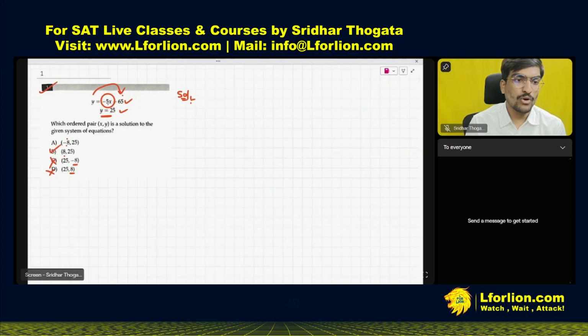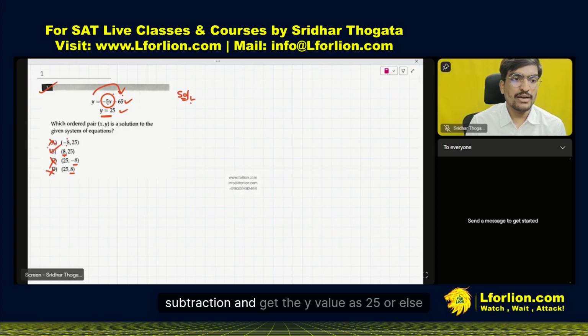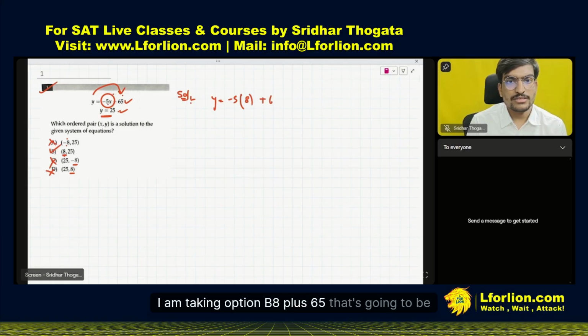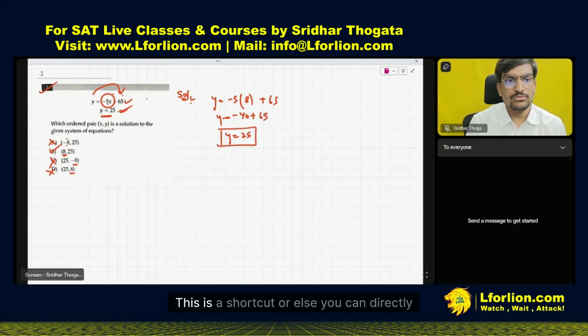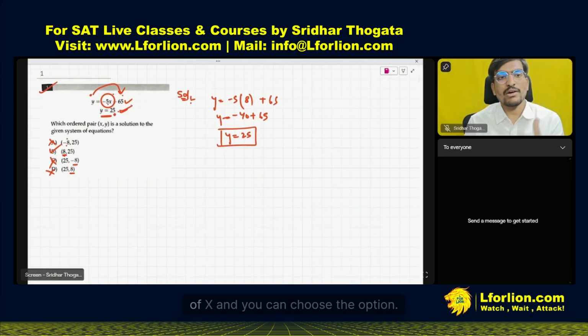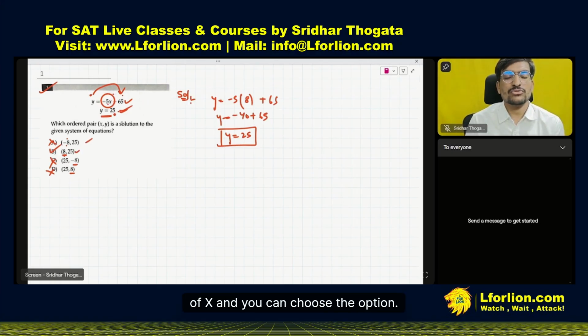8 5s are 40. So you have to take the positive value to do the subtraction and get the y value as 25. Or else, better, I'll just show you: y equals negative 5x plus 65. The x value I'm taking from option B, 8. That's going to be negative 40 plus 65. The y value equals 25, which matches this y value. This is a shortcut. Or else you can directly substitute this y value here, you'll get the value of x, and you can choose the option.